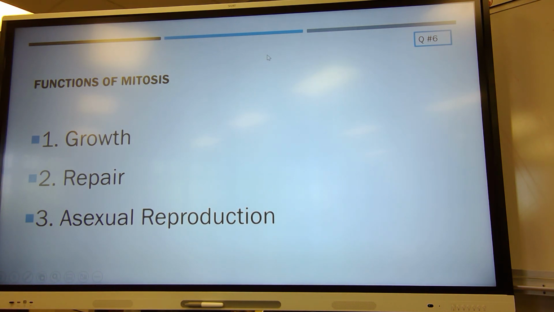Functions of mitosis: growth, repair, and asexual reproduction. So you were once one cell, now you're about 37 trillion. So we had to do a lot of this mitosis stuff for you to be here. And so then when we talk about sexual reproduction, that's where we'll get into meiosis.